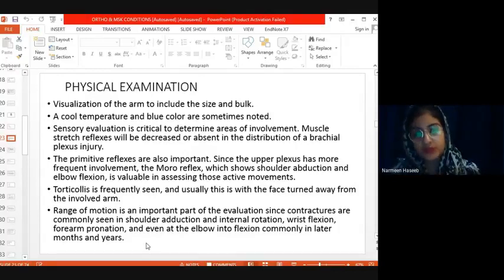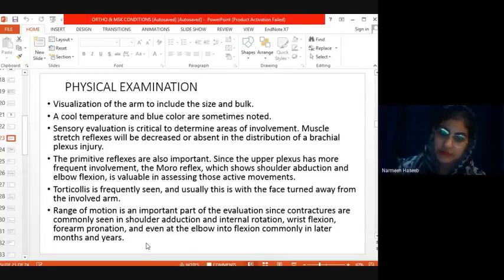Then the range of motion is an important part of the evaluation since the contractures are commonly seen in shoulder adduction and internal rotation, wrist flexion, forearm pronation, and even at the elbow into flexion commonly in later months and years.